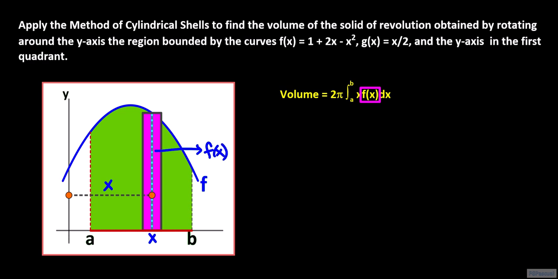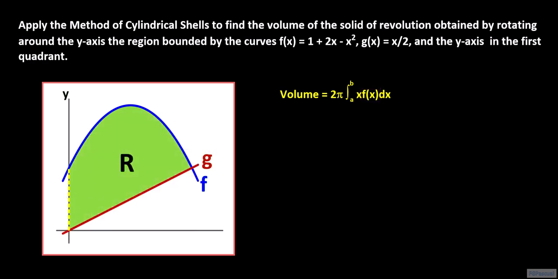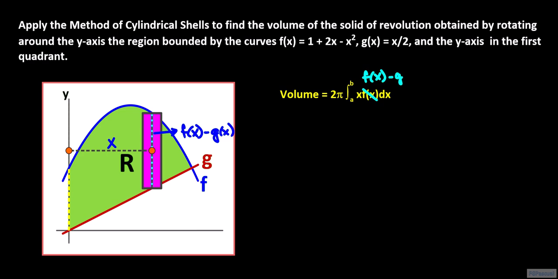Let us now examine the region for our exercise. We use an approximating rectangle for region R. The distance of this rectangular region to the axis of rotation is still equal to x. The rectangle's height this time is no longer plain f of x, but the difference between f of x and g of x. And so the integrand is now equal to x times the quantity f of x minus g of x.